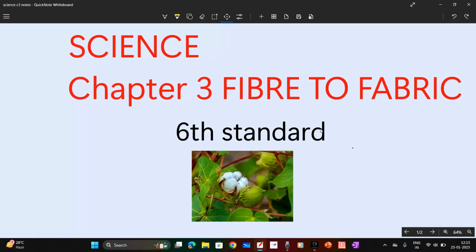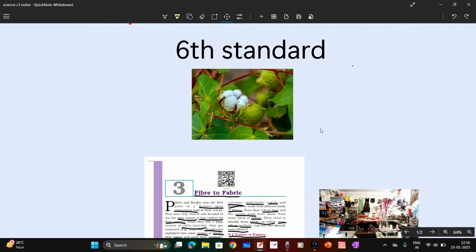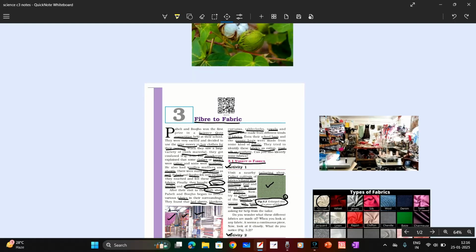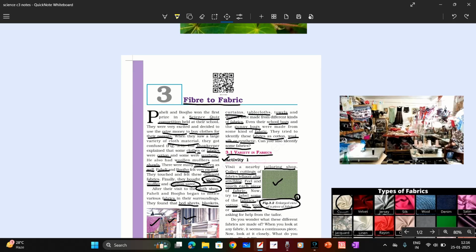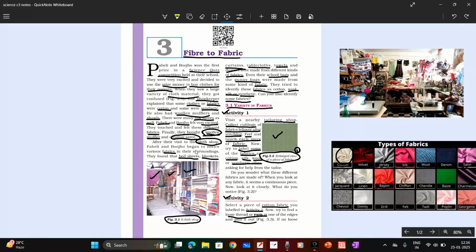I will be explaining the science topic for 6th standard students. In the previous session, we learnt how fibre becomes fabric. We saw that Fally and Bujo won the science quiz competition. With that prize money, they went to buy clothes for their parents also, and they saw a variety of clothes in a shop.